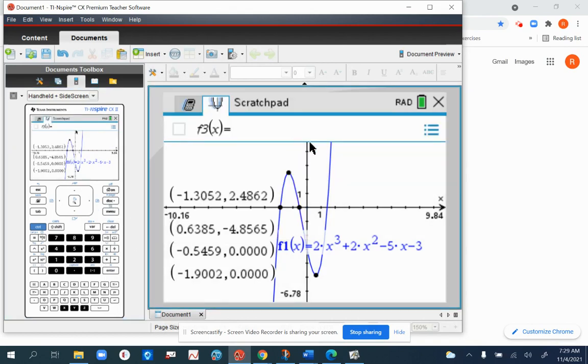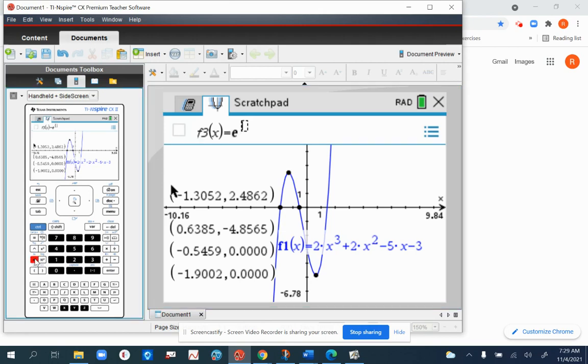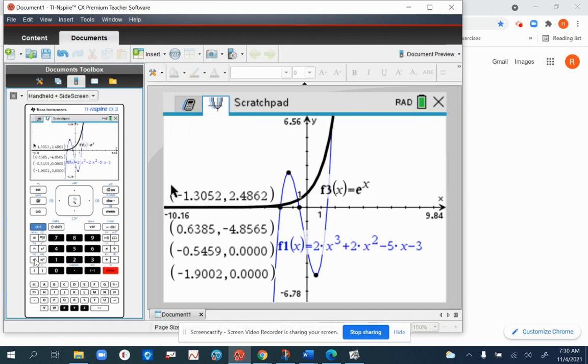So I can go to graph entry and edit. So I've got a third graph there. And I'm going to type in e to the power of x. So you have to use the actual e to the power of x function. I don't think you can use e itself, the letter e, because then it's just going to give you a random constant. And then press enter.